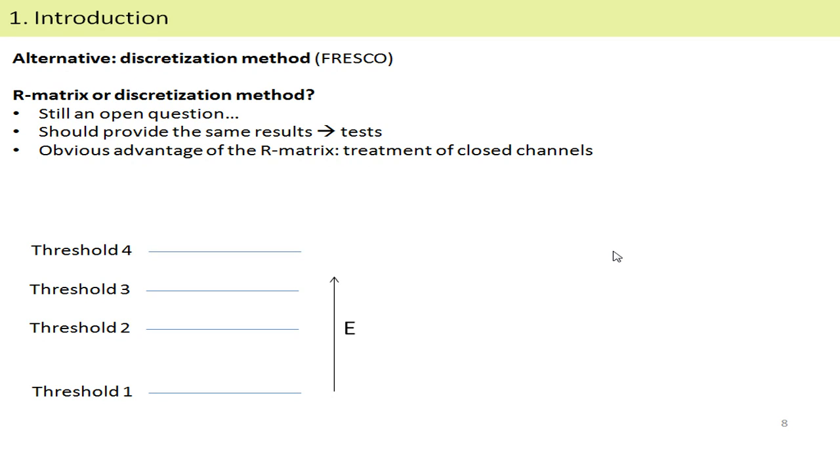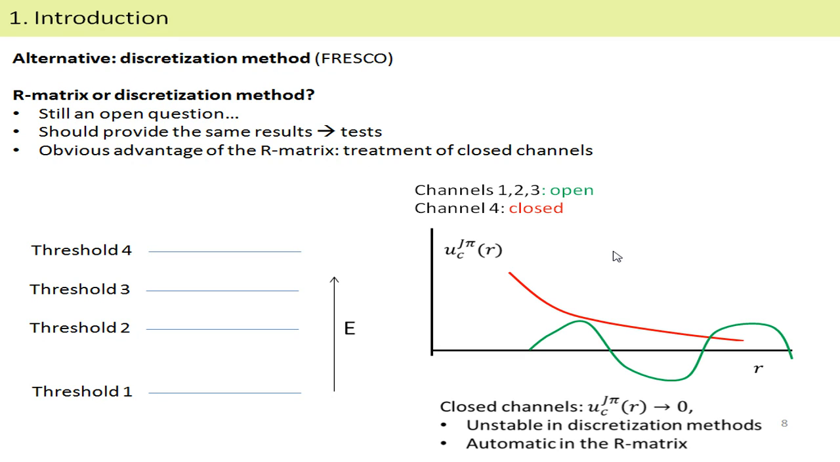And well, an obvious advantage of the R matrix concerns the closed channels. This is difficult with the Numerov algorithm. So imagine that you have a situation like this. You have 4 channels, and you are at a collision energy, a scattering energy, which is between channel 3 and channel 4. So the physics of the problem doesn't matter here. The point is that you are between channel 3 and channel 4.